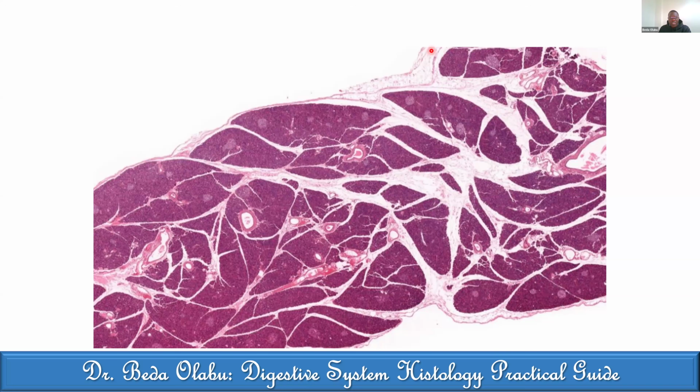We can therefore categorically say that the capsule sends in septae or trabeculae that divide the organ into lobules. And we can also say with confidence that some of those septa carry what we can consider as blood vessels or even ducts. Maybe you need a higher magnification to confirm that. So that is the first magnification.